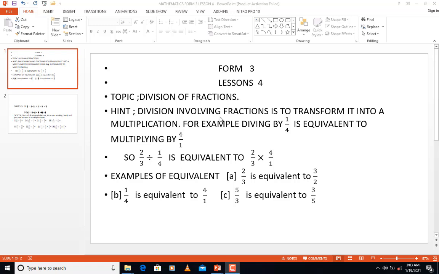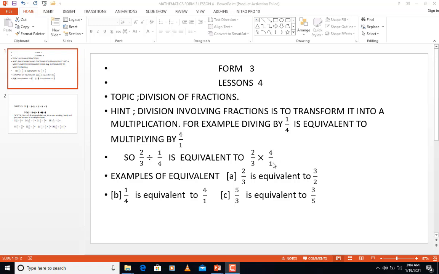Division involving fractions is to transform it into multiplication. For example, dividing by 1 over 4 is equivalent to multiplying by 4 over 1. So in this case, we are looking at equivalents. Now, before we look at this topic, division of fractions, let's quickly discuss the issue of equivalents. What is it all about? 2 over 3 divided by 1 over 4 is equivalent to 2 over 3 multiplied by 4 over 1.